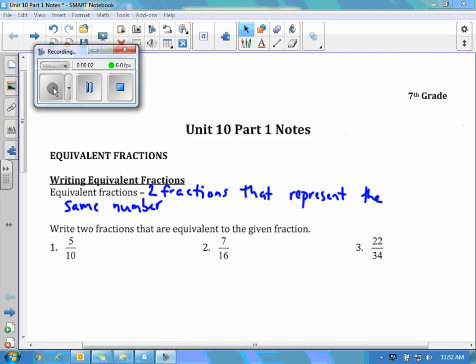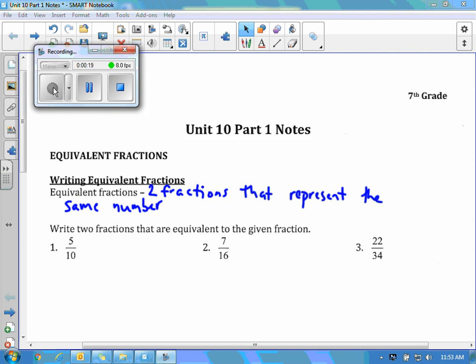Alright, seventh graders, in Unit 10, we are talking about equivalent fractions, and then we are also going to talk about least common multiples. So Unit 10, Part 1 is about equivalent fractions. A pretty quick section, but can be a little bit tricky.